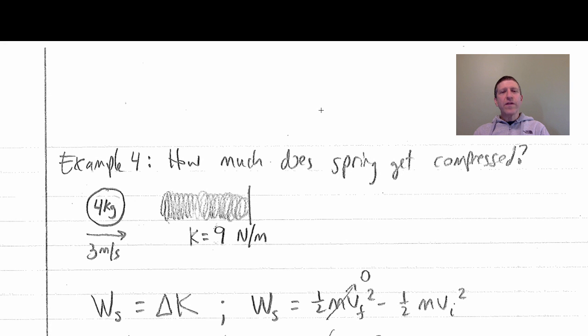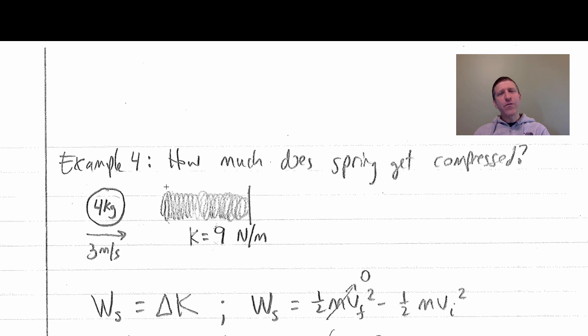Okay, let's do another example here. Let's say we have an object that's 4 kilograms moving at 3 meters per second to the right, and we've got a spring over here, that the spring constant k is 9 newtons per meter. In other words, simply conceptually, what that means is if you squeeze this spring by 1 meter, it'll be at that point exerting a force of 9.